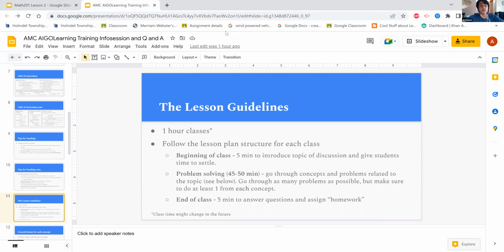As you'll see later, when I go over a demo class, I'll show you that there are several problems corresponding to a single concept. So try to do at least one from each concept. And at the end of class, 5 minutes to answer any questions that the students may have, and also to assign homework, which I'll discuss in a later slideshow.